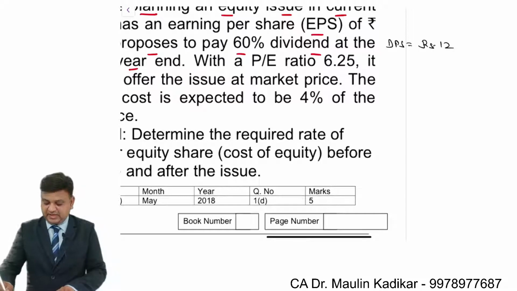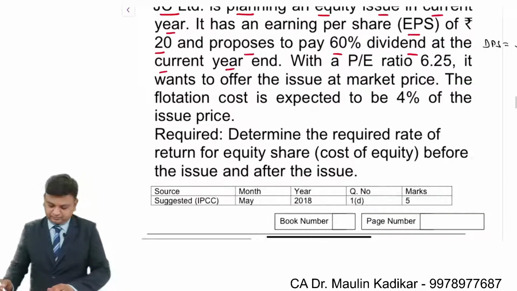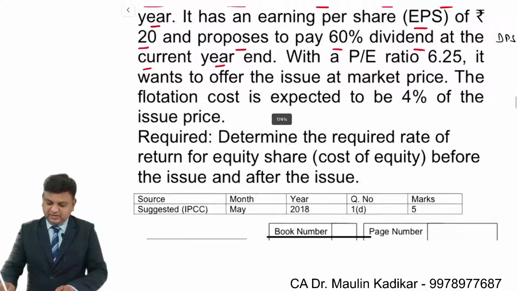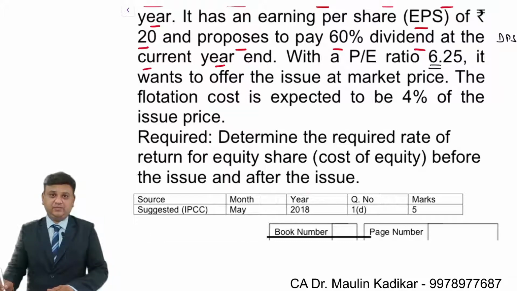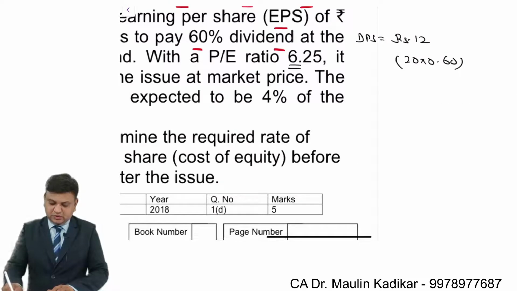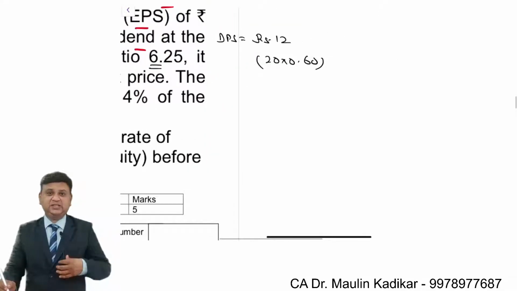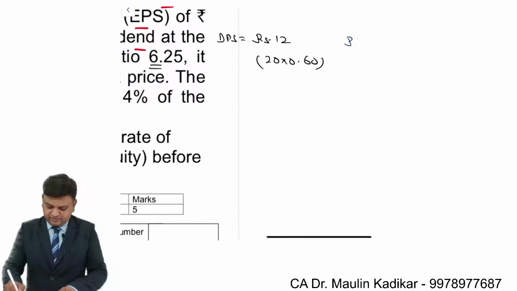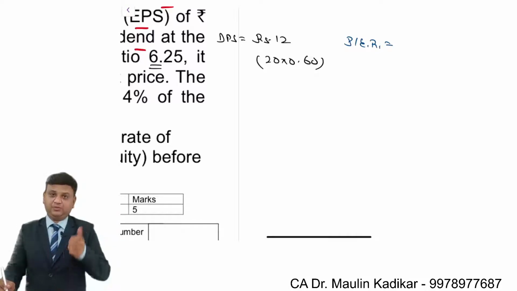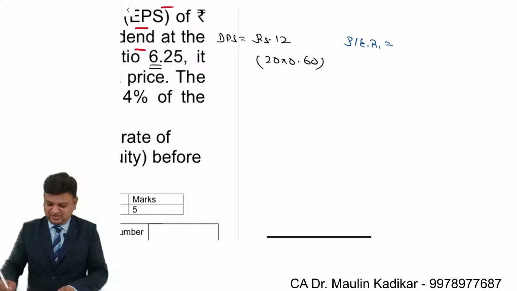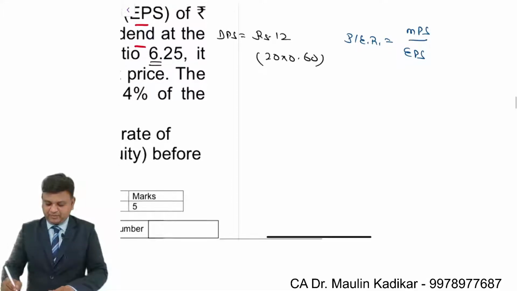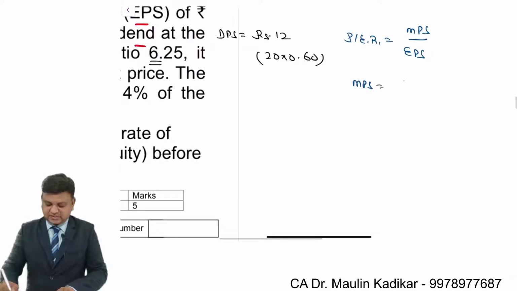How is this 12 rupees calculated? It is 20 rupees into 0.6, with the price earning ratio of 6.25. Dear students, as far as the price earning ratio is concerned, it is a formula that you study in your chapter of ratio analysis. It is MPS upon EPS. So the MPS is EPS into price earning ratio.